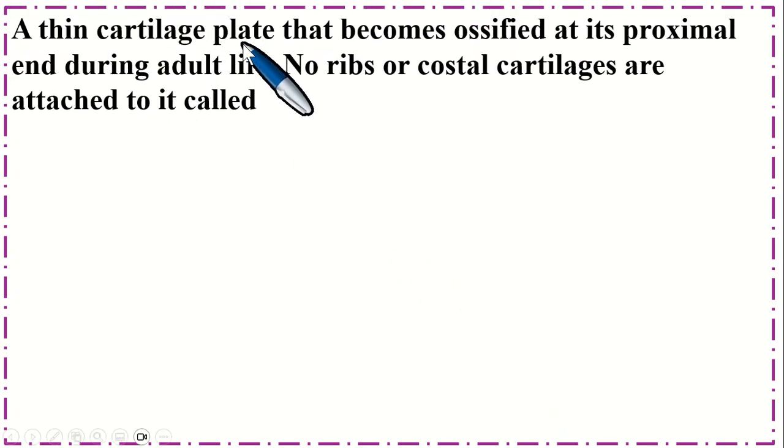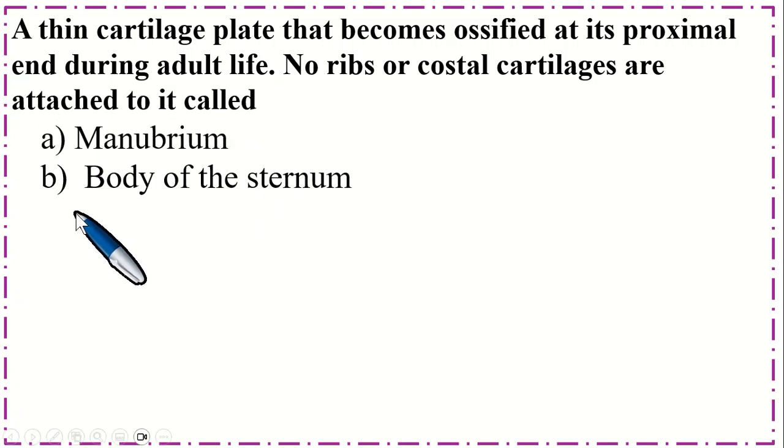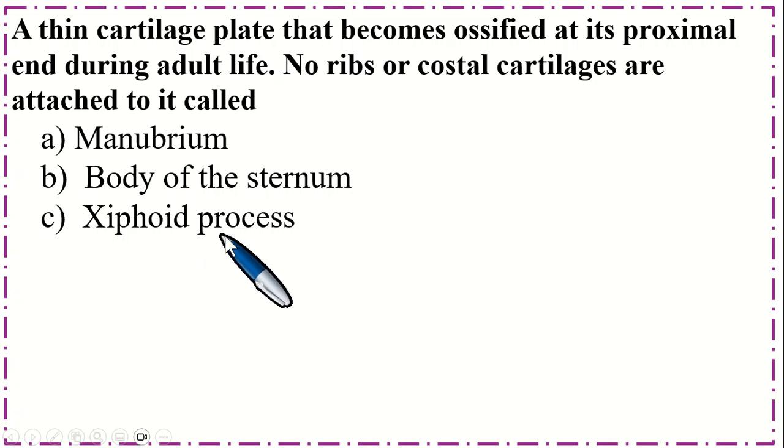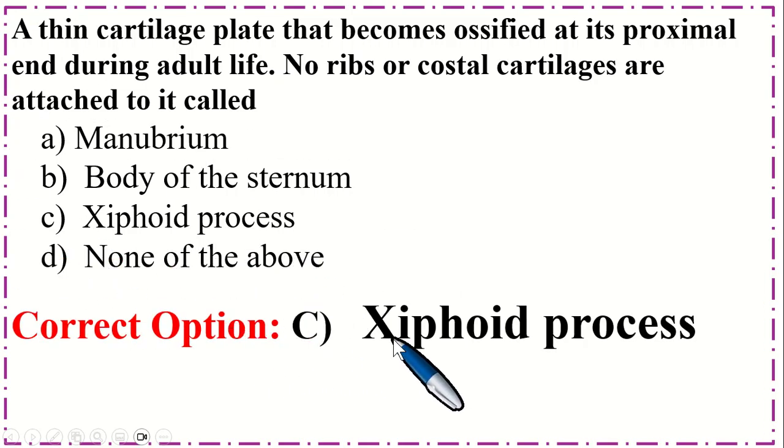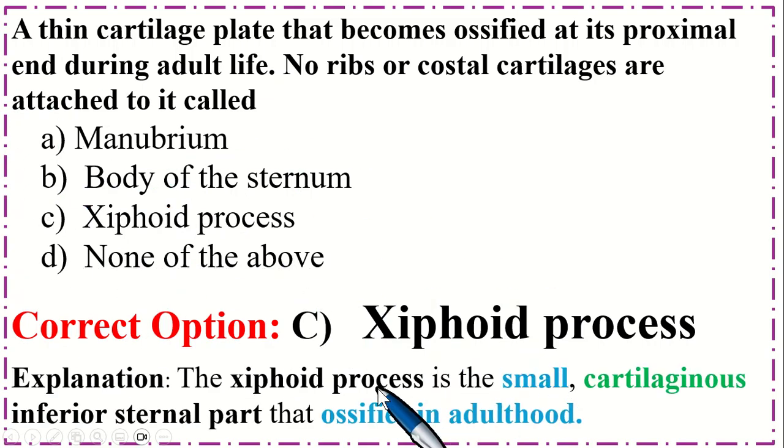The thin cartilage plate that becomes ossified at its proximal end during adult life, to which no ribs or costal cartilage are attached, is called option A manubrium, B body of the sternum, C xiphoid process, and option D none of the above. So the correct option is C xiphoid process. The xiphoid process is the small cartilaginous inferior sternal part that ossifies in adulthood.